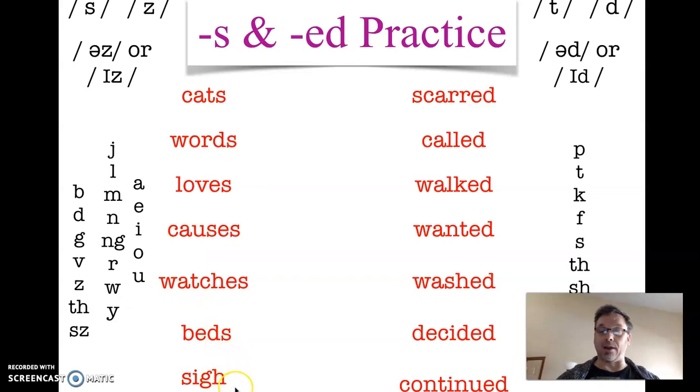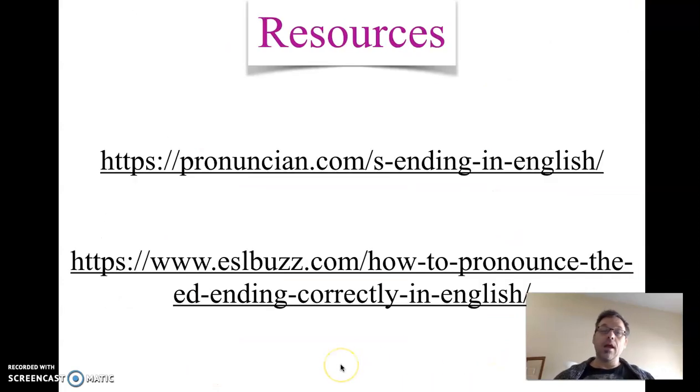Remember my S is there, even though I forgot it. Here, the last sound is U. So again, remembering our rules, a voiced sound, all vowels are voiced, makes it continued, d, because it's a voiced sound. I hope that was helpful.